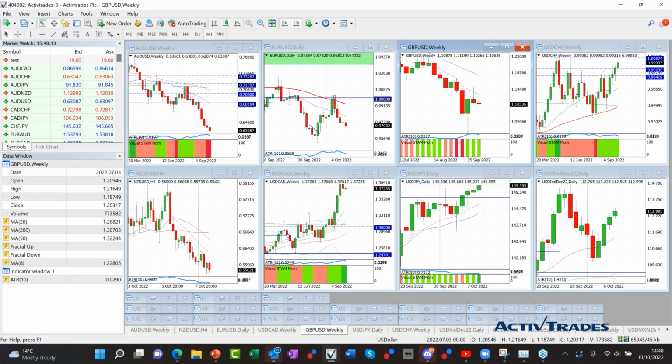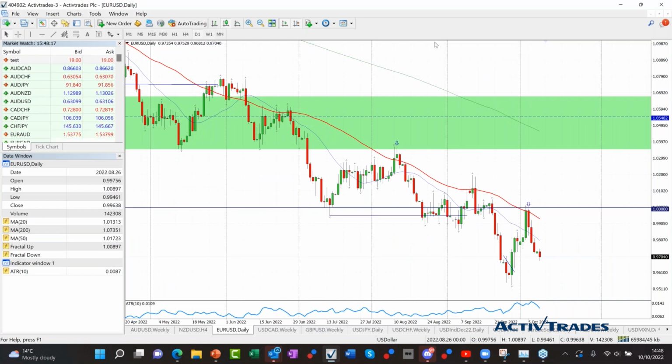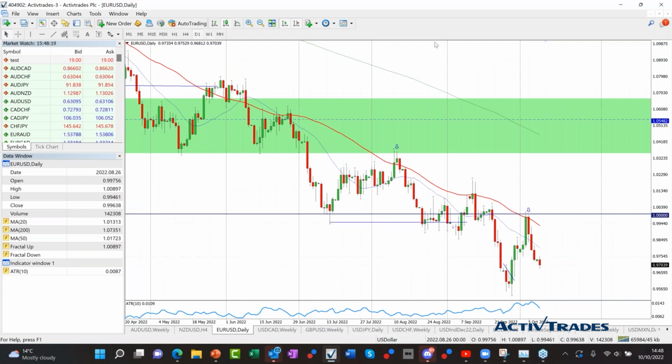And finally, before we look at the American markets, let's have a little look at the euro dollar here. What we've got here is the euro dollar on the daily chart. Remember what we're saying about these charts is that I have very simple setups. I have a blue 20 period moving average, a red 50 period moving average, and a green 200 period moving average.